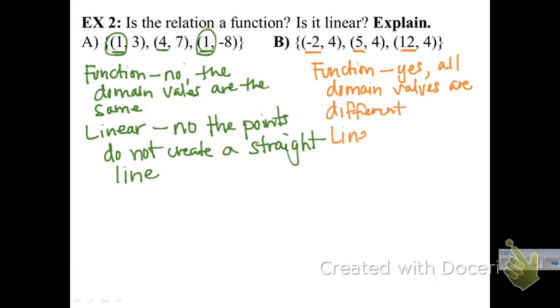Linear is what we're going to look at next. So again, we can graph those. The first one says that we're going to go back 2, up 4, so about here. Maybe. The next one says over 5, up 4. Last one over 12, up 4. And we can see that, hey, those do make a straight line. So we will say, yes, it's linear. And the points create a straight line.